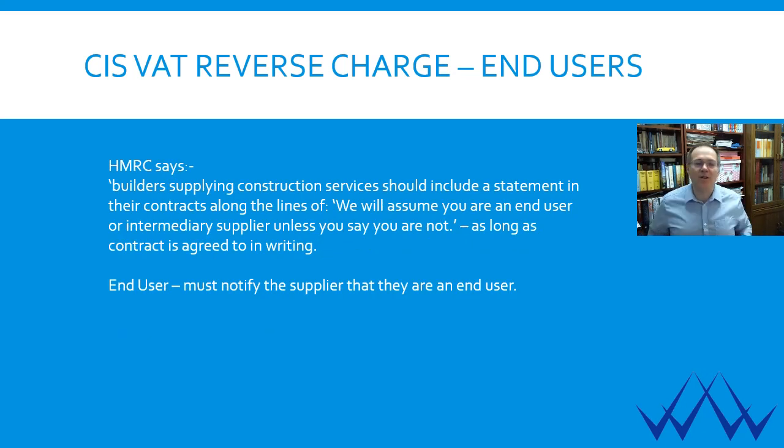So how do you know if you're working with an end user? Well, HMRC says that you can include a statement in your contract that says, we'll assume that you're not an end user unless you say you're not. However, HMRC have said that that statement has to be agreed in writing. You can't say to somebody, here's the contract, and just rely on it. You need to have it agreed to in writing by the other party. But perhaps more simply, what you should really do as an end user, if you're the contractor, is notify the supplier that they are an end user.